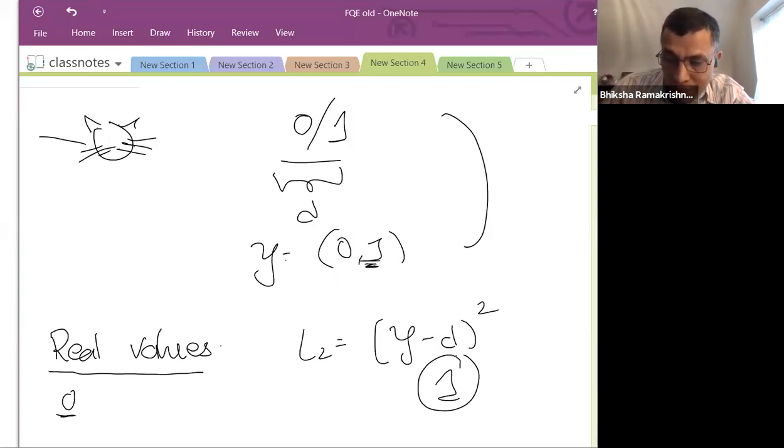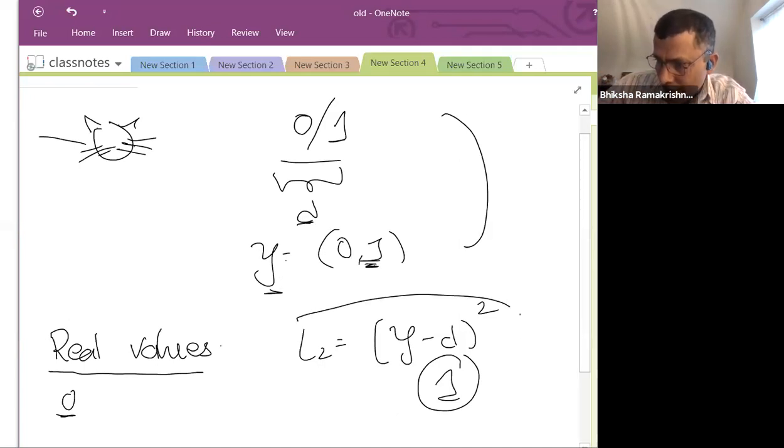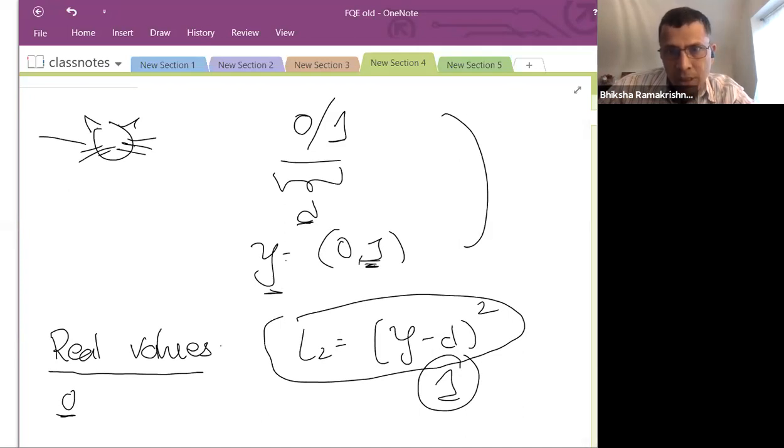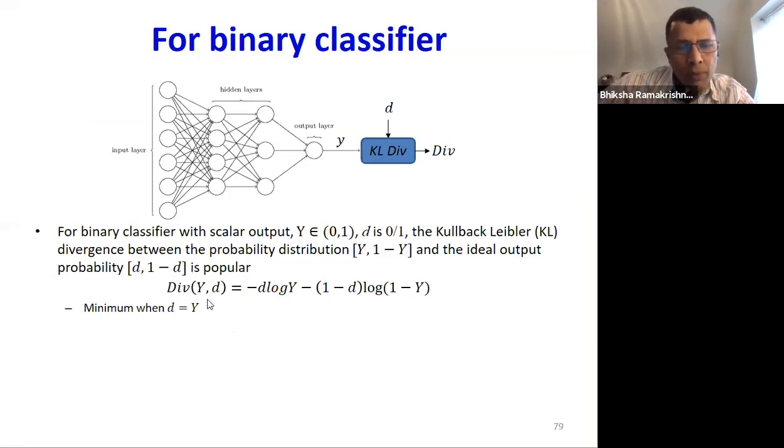So what you really want is a divergence function which tells me that when the desired and the target outputs are in exact opposition to one another, this error is intolerable. This is infinitely wrong. And your standard L2 divergence does not capture this property. Here, when the two are in exact opposition to one another, you still get a finite error. So instead, we will use the Kullback-Leibler divergence.